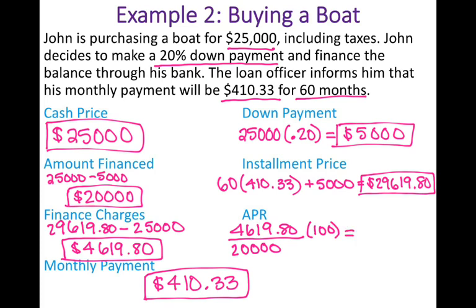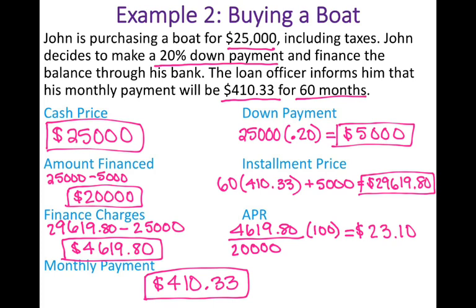So I have $4,619.80 divided by the amount financed, which is $20,000, times 100. And that gives us approximately $23.10. What this $23.10 represents is the amount of finance charge per increments of $100 financed. So it's kind of working backwards from what we had with the previous problem.